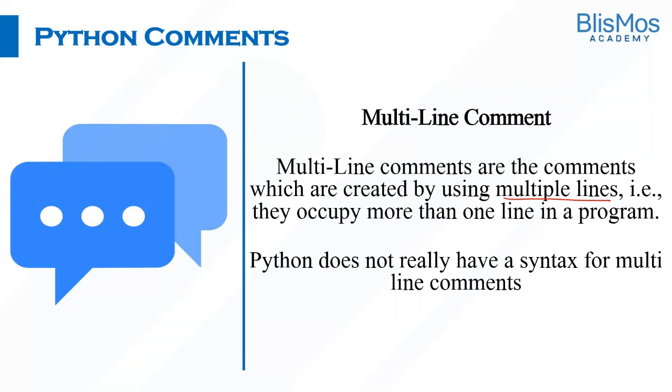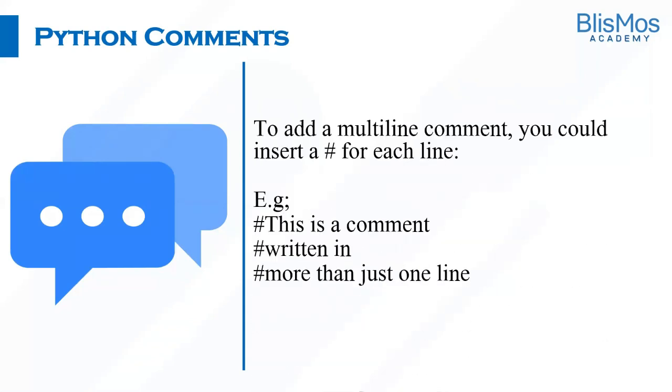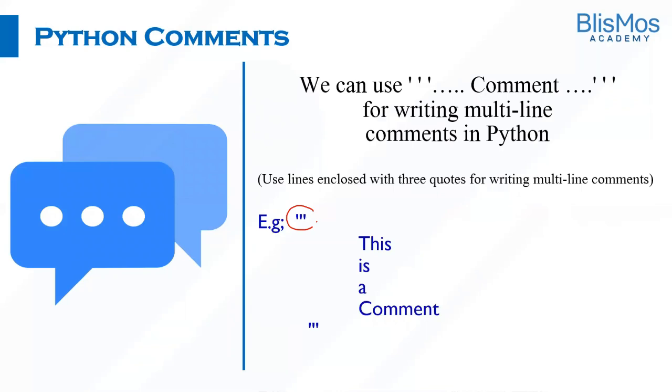Multi-line comments are created using multiple lines. So how do we do that? Basically, Python may not have a real syntax for multi-line comments, but there is always a workaround. There are two ways you can approach multi-line comments. One way is to go ahead and have the hash on each of the lines. The second way is to provide the comments as a part of triple quotes. Any line which is included within the triple quotes will be treated as a comment.